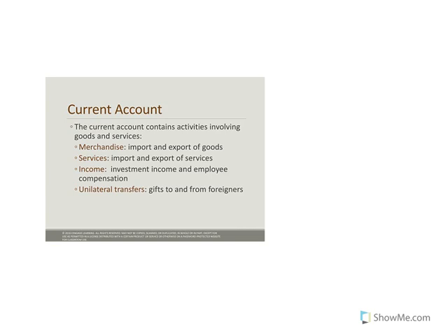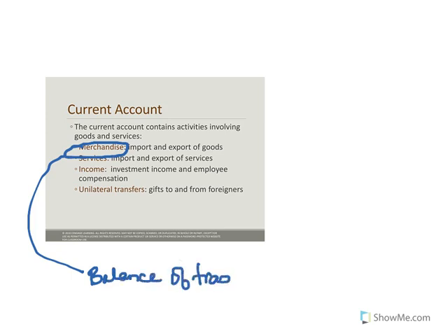The one that you're probably most familiar with or have heard about is what we call the merchandise account, because that's where we record all of the transactions in terms of actual goods going between countries. The net balance of the merchandise account is often referred to as the balance of trade. I don't want you to confuse the balance of trade with the balance of payments, because the balance of trade can have a positive or negative balance, whereas the balance of payments cannot.